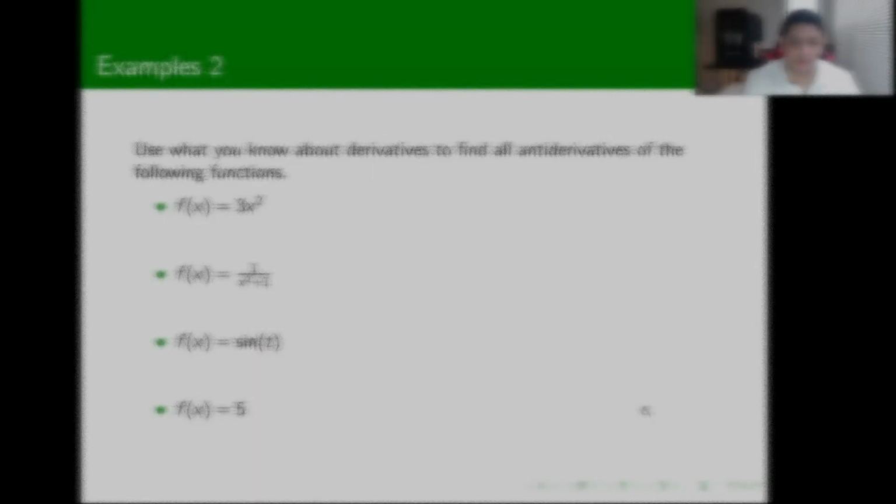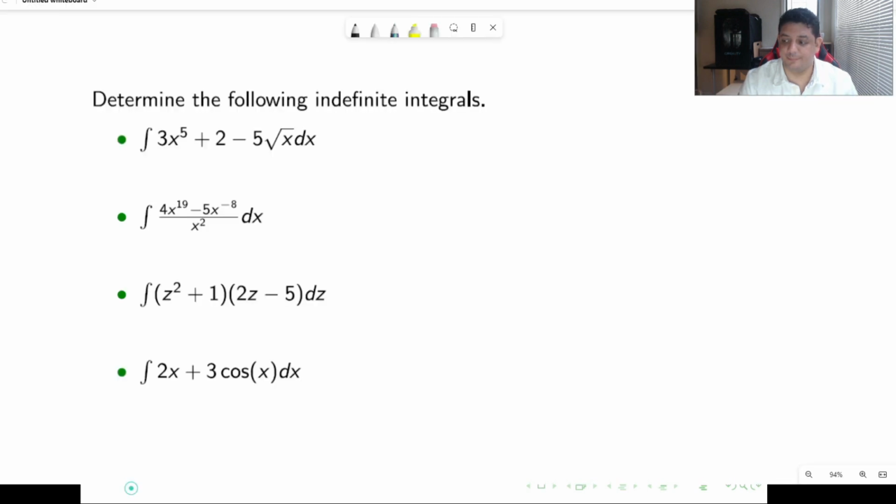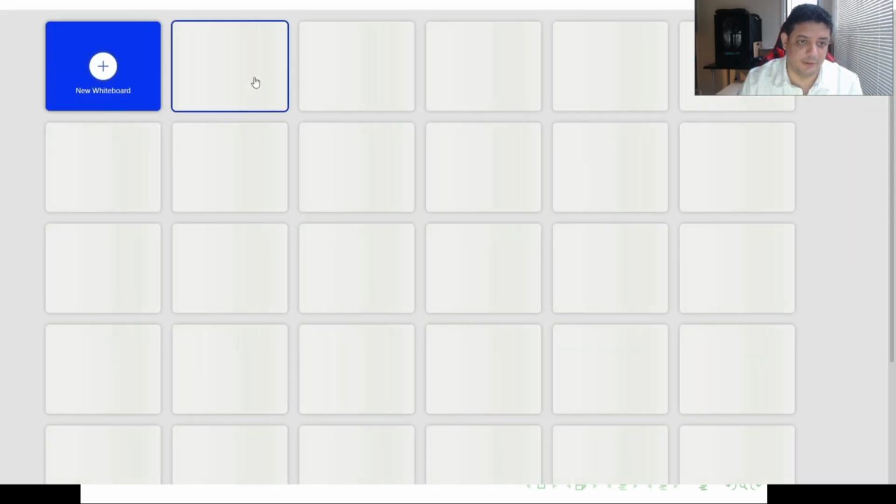So let's go with some examples of how to implement the power rule and some of the basic antiderivatives that we showed last time. Let's go here to the board, and let me start with the other set.